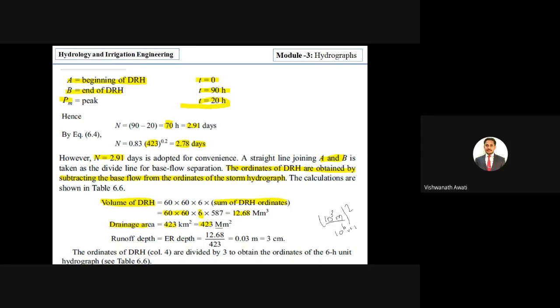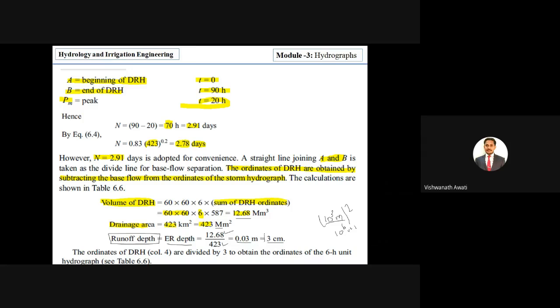Then, to get the rainfall depth, the excess rainfall depth, which is very important, we need the volume of direct runoff, that is 12.68, and the area of the catchment, the drainage area. We have these values. If you calculate, you will get 0.03 meters, and in terms of centimeters, you will get 3 centimeters.